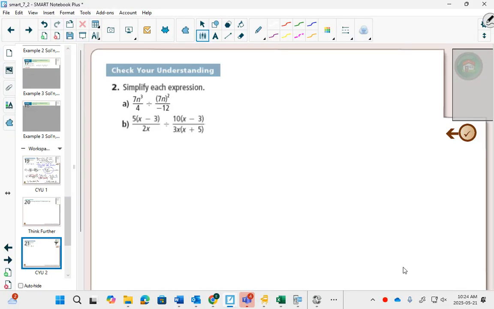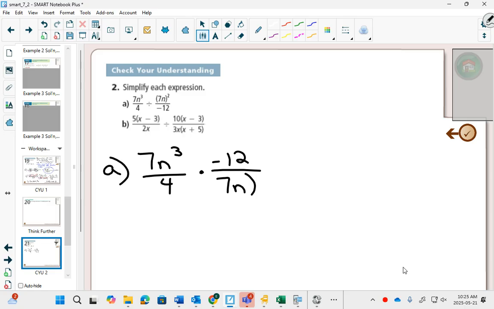Main things to remember, we can only simplify when we're multiplying. Here, in both of these questions, we're dividing. Other thing I wrote down to remember is remember your fraction rules. So what is your fraction rule for dividing? Fraction rule for dividing, keep the first one the same, change to multiplying, and flip your second one. Okay?